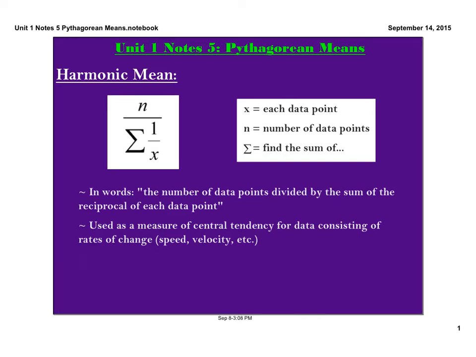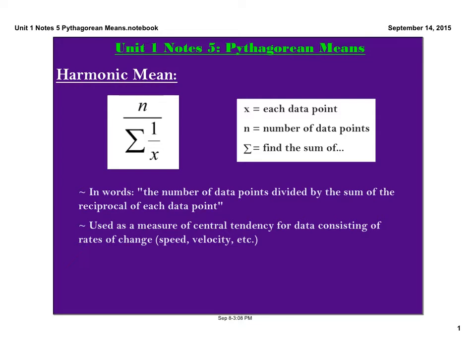Hey guys, it's Miss Johnson and I'm here to bring you our notes for Unit 1 Notes 5, which is on Pythagorean means. Today we are talking about a bunch of different kinds of means that are used out in the world depending on what kind of data you are working with.